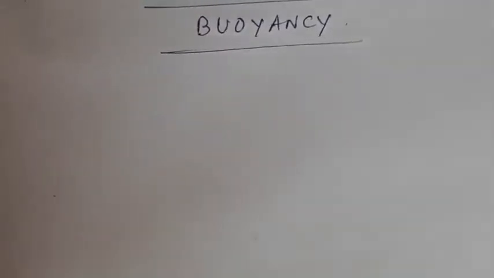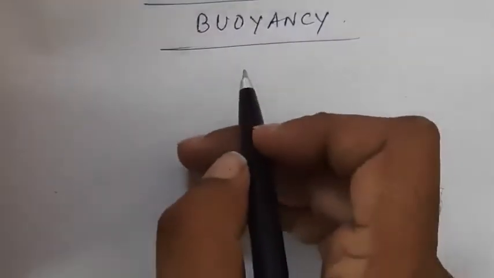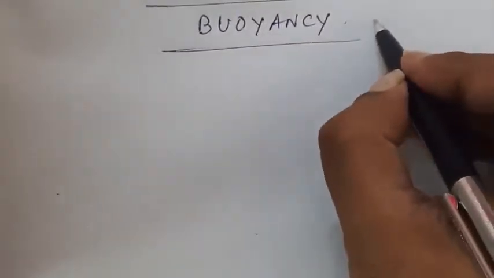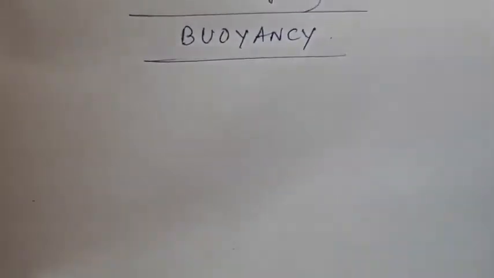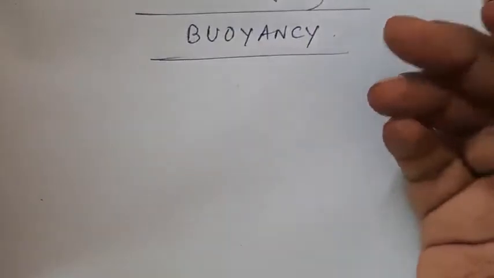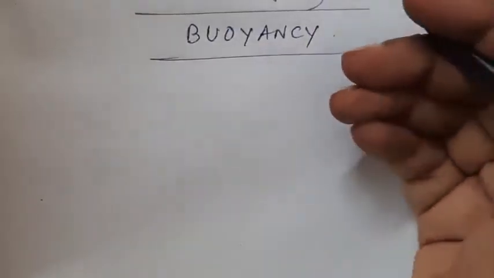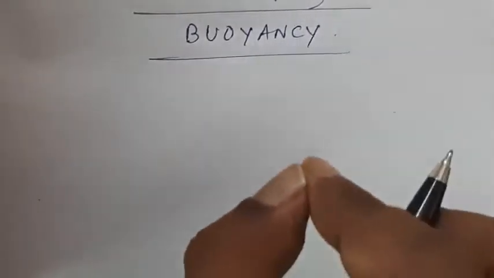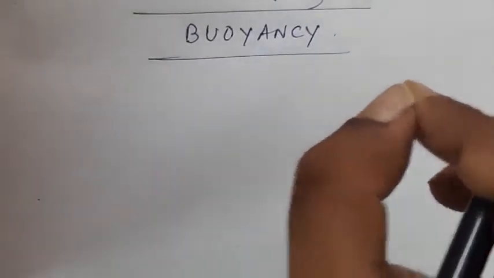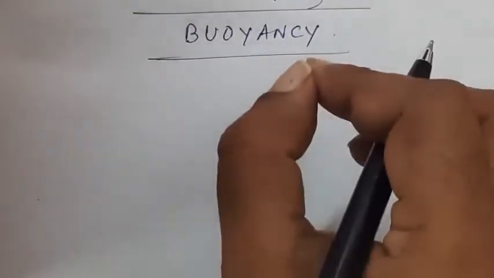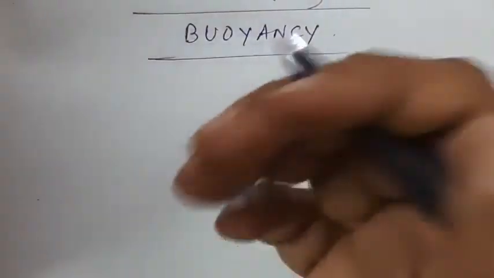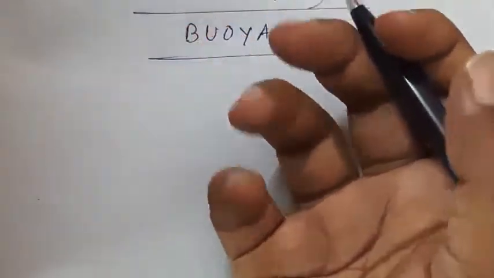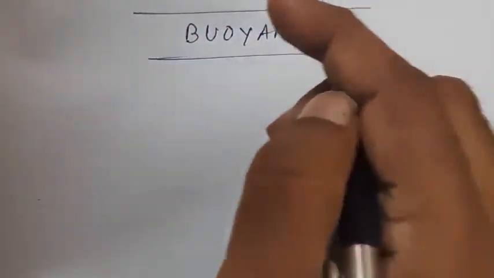Now let us start with buoyancy, or buoyant force, you can say. What do we mean by buoyancy? You all know it. The ability of a liquid or a gas at rest to exert an upward force on a body immersed in that fluid is called buoyancy. Also, you can say the upward thrust exerted by a liquid or a gas at rest on a body, partly or totally immersed in it, is called buoyant force.